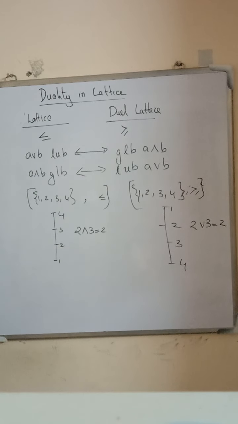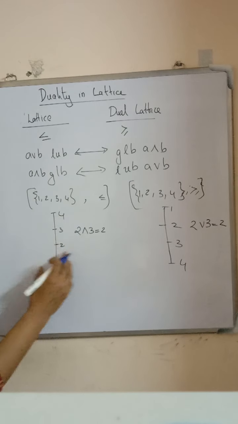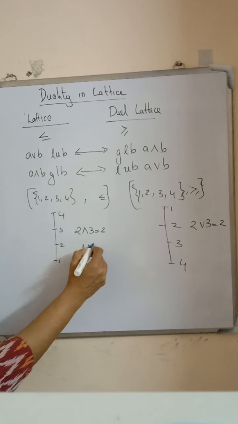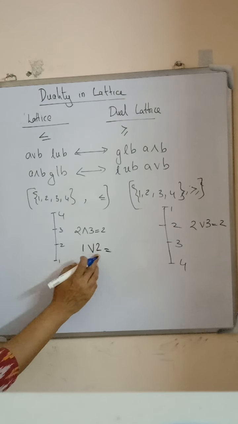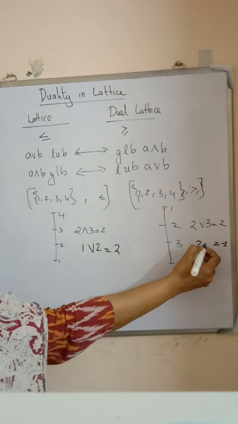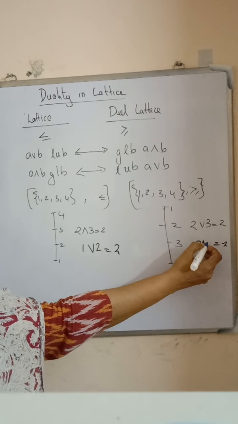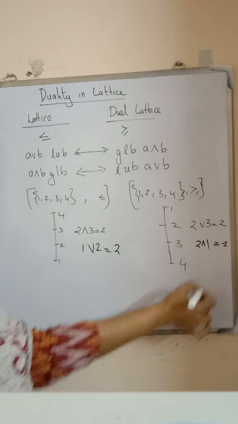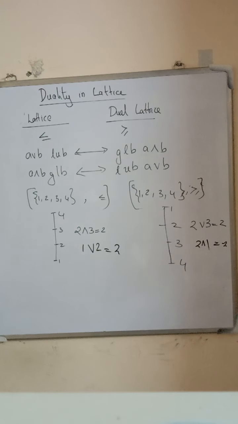Similarly, we can check any other elements. 1 join 2. The least upper bound of 1 and 2 is 2. Here 2 is the greatest lower bound of 2 and 1 in the dual lattice. So, we get a dual lattice by converting the relation to its converse, and in the Hasse diagram we simply turn it upside down.